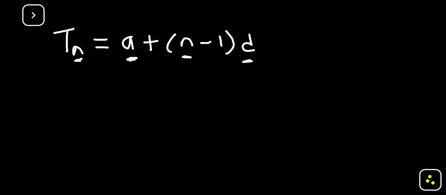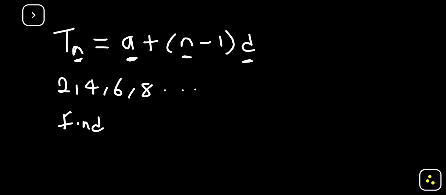So if you're given a question, let's say a sequence having 2, 4, 6, 8, and so on, and they ask you to find maybe the seventh term, how would you do this? Using the formula, all you need to get is the first term, the common difference, and the number of terms, which is obviously given to you as the seventh term.